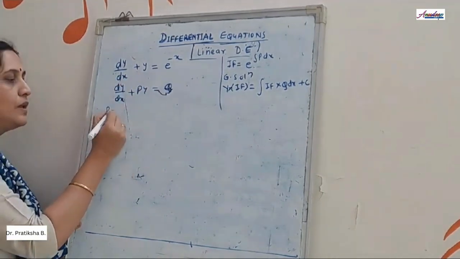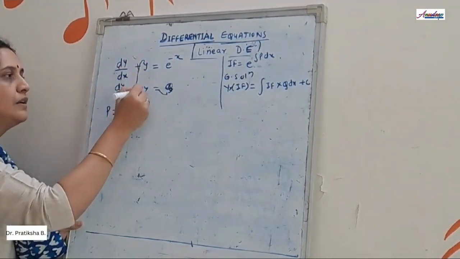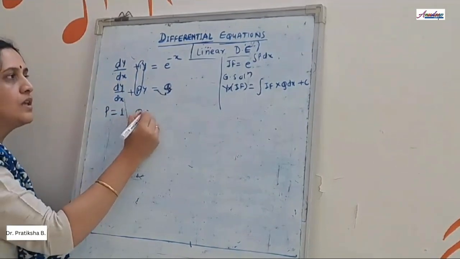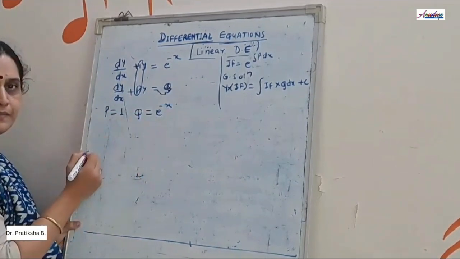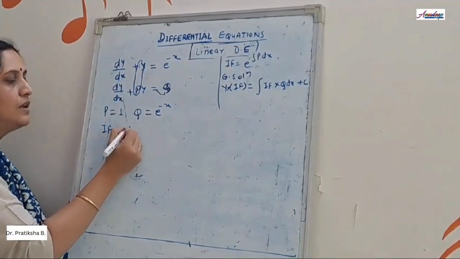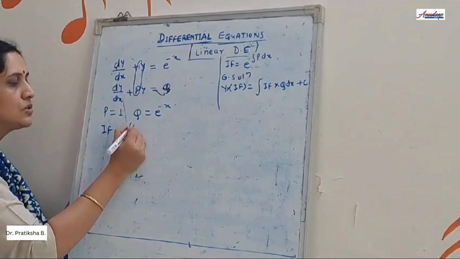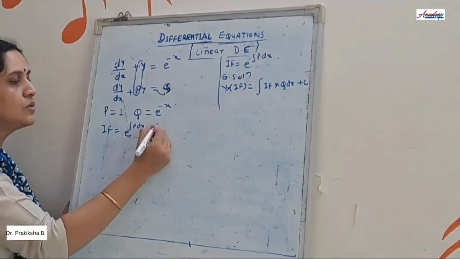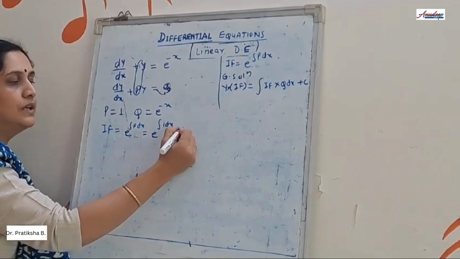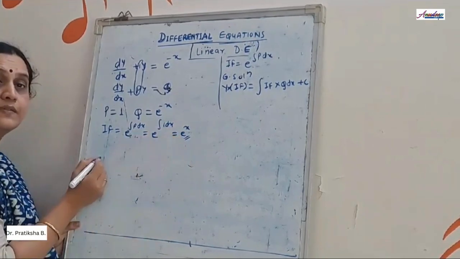What is the value of p given to you when you compare? There is 1 into y, right? So p is 1 and q is e raised to minus x. So first thing is we need to calculate IF, the integrating factor. It is e raised to integration of p dx. So e raised to integration of 1 dx, and integration of 1 dx is x. So e raised to x is our IF.